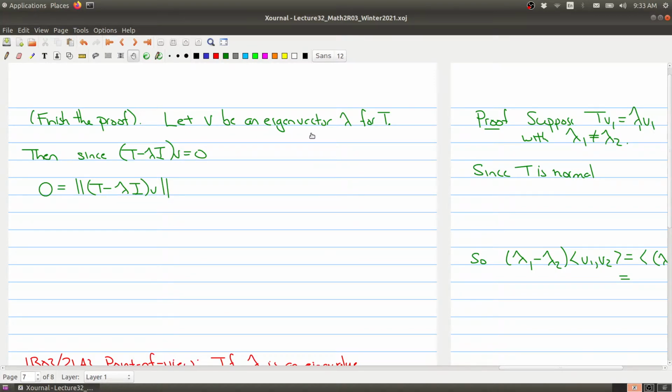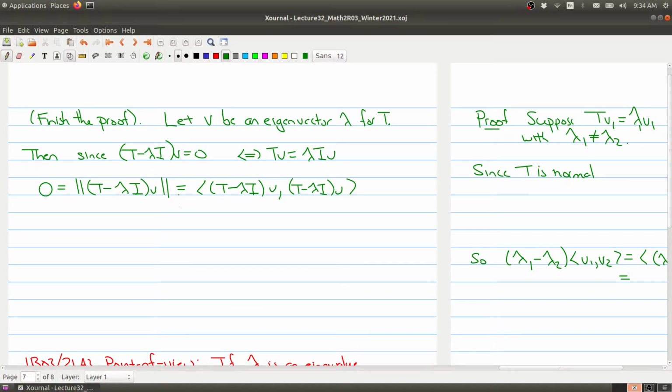Okay, let's say that v is the eigenvector of lambda for T. Since v is an eigenvector, when we plug v into this operator, we get 0. That's simply because Tv is equal to lambda Iv. That's another way of saying that v is the eigenvector of lambda. So that means that the norm of this vector is 0, and this, by definition, is the inner product of (T minus lambda I)v with itself.